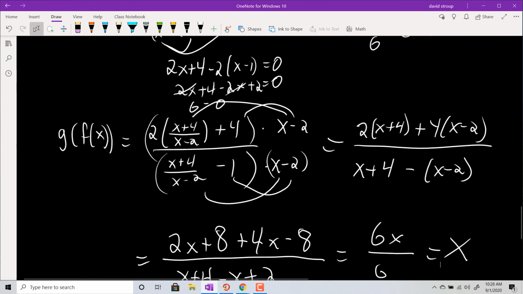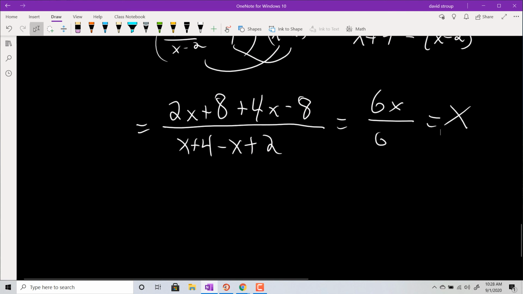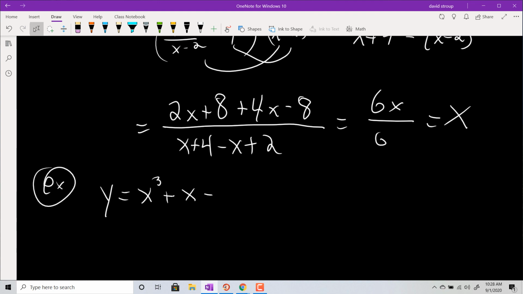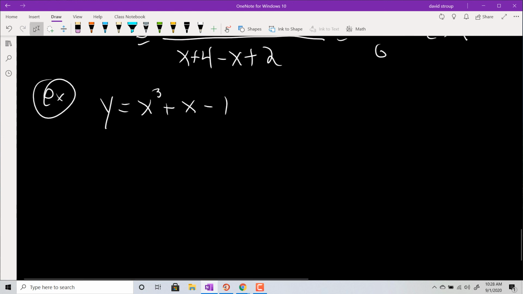Okay, right. Consider this next example. y equals x cubed plus x minus 1. Try to find the inverse. You can pause the video and see if you have time. Pause the video and try to find its inverse. So try the swap and then solve for y.